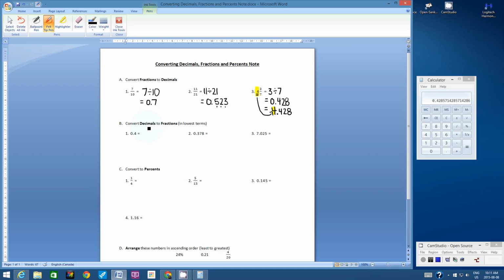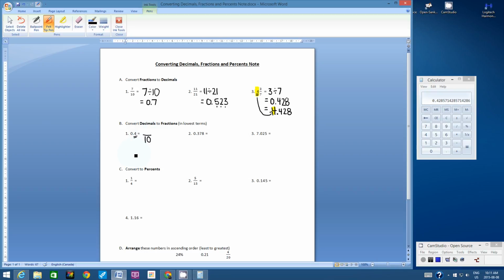Okay, let's go on to section B. Now we're going to convert decimals to fractions. So we're going to go in the opposite direction, decimals to fractions. And whenever we write a fraction, we always want to write it in its lowest terms. Okay, so this is how we go about these questions. So we look after the decimal place. We look for the last number in our number. So in this case, the last number is a 4. So we have to determine what place value column is that 4 in. Well, it's in the tenths column. So the tenths becomes the denominator.